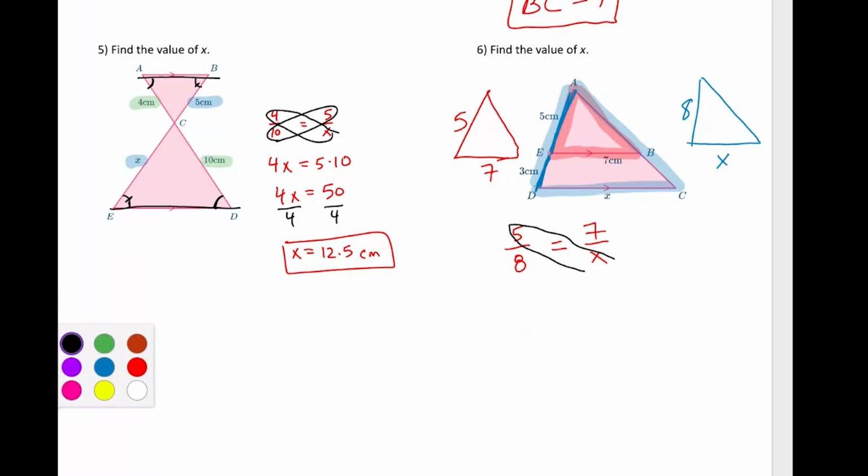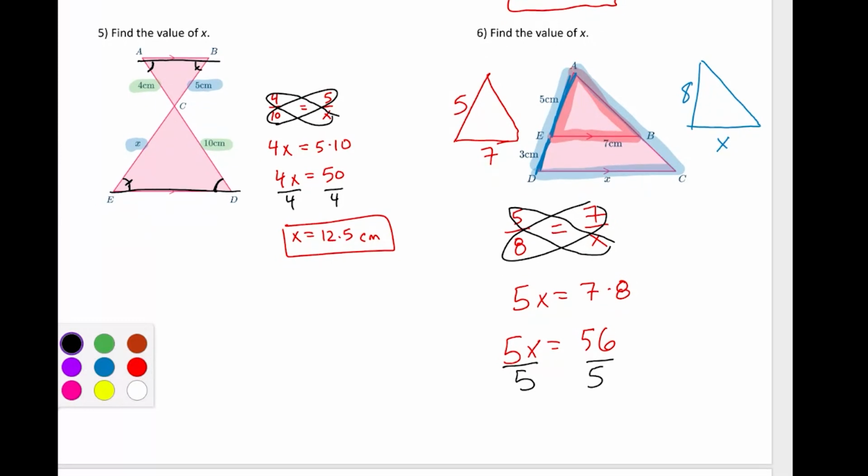So we've got 5 times x, 7 times 8, 7 times 8 is 56. And then we'll divide both sides by 5, and this is not going to divide evenly, so we are going to get a decimal here. So x equals 56 over 5, which is 11.2.